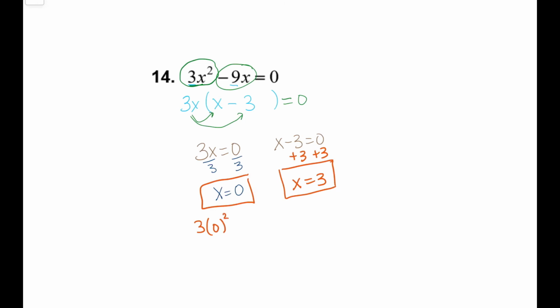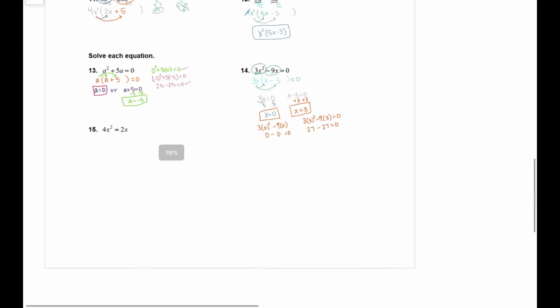Now, if I plug in 0 into the original equation, I have 3 times 0 squared minus 9 times 0, and that will equal 0 minus 0, which is 0. 3 times 3 squared is 27, and negative 9 times 3 is 27. 27 minus 27 is going to give you 0 as well. So both of these answers work.